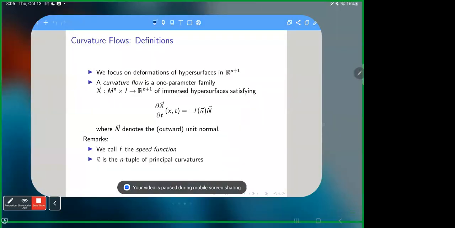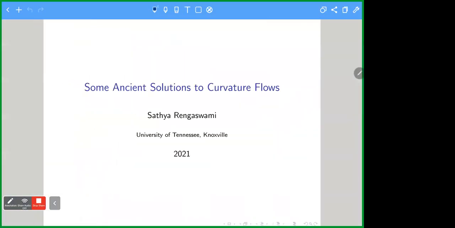Am I able to share my screen? Oh yeah. Okay. So I'm able to. So let me bring up my document.